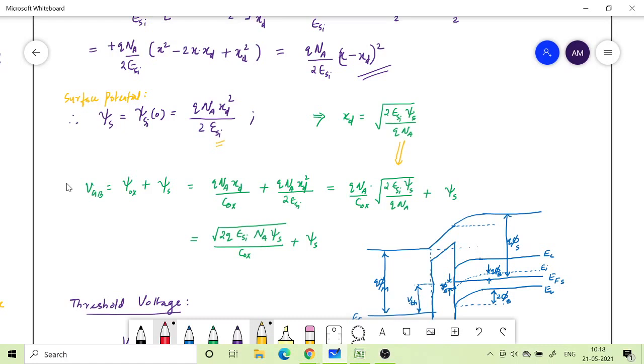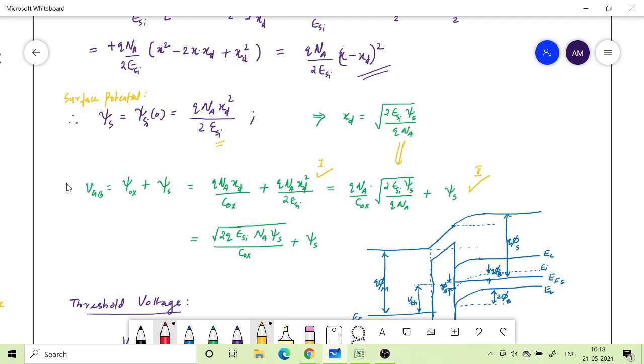Okay, so psi s I am just taking as it is here, but in the first term I am substituting for xd. So this is another way of writing. This is option 1 and this is option 2, where in option 1 xd is the unknown. The total applied voltage will be distributed depending upon xd. Here we say that it is distributed in terms of surface potential, psi s. So these are two alternate ways.